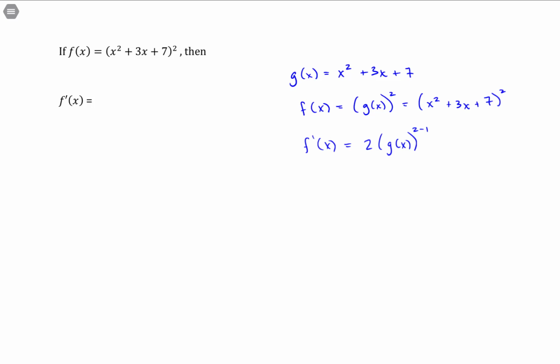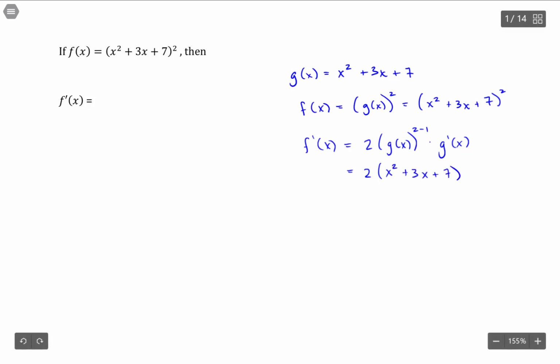So the inner function here, the rest of the chain rule says do your outer function's derivative, but then multiply by the inner function's derivative. So this would be 2 times the original function g of x, x squared plus 3x plus 7 to the first power, times the derivative of the inside part, which would be 2x plus 3. And that right there is the derivative of this function.